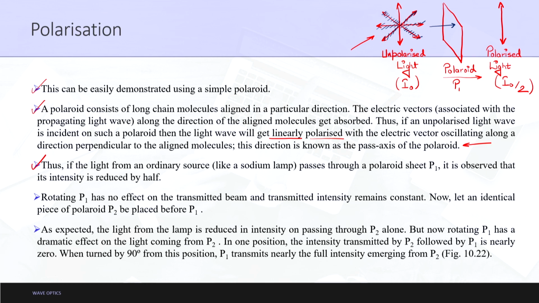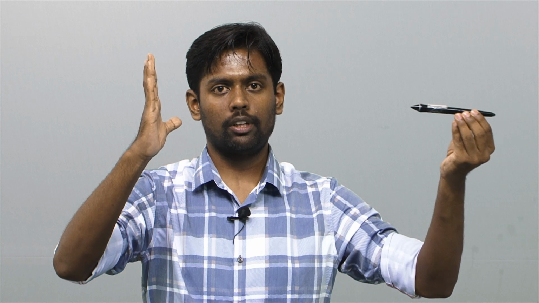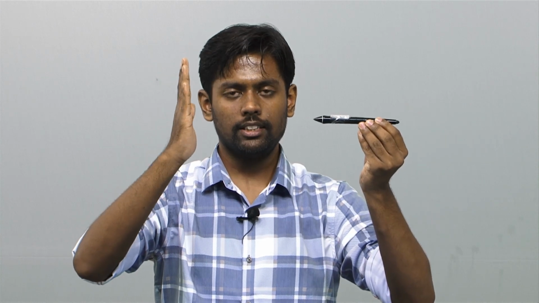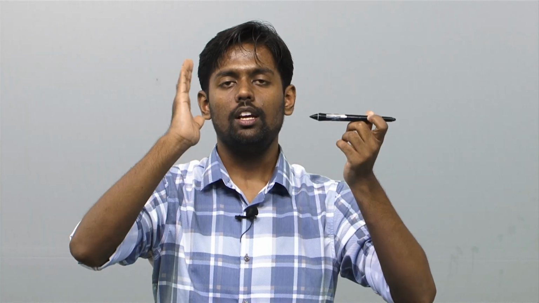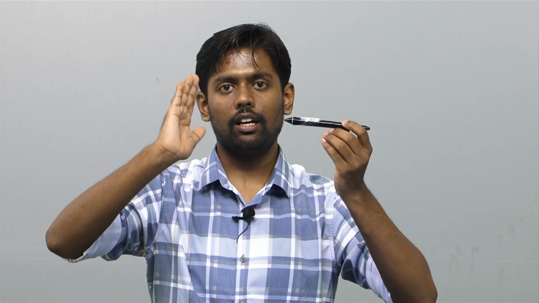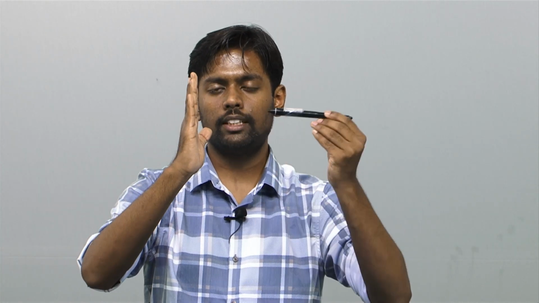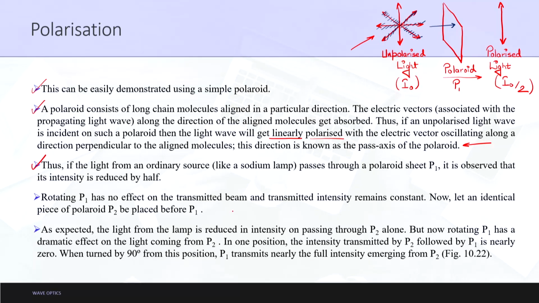Rotating P1 has no effect on the transmitted beam and the transmitted intensity remains constant. So let us suppose this is the direction of polarization and this is the screen. If we try to change the orientation, will the polarization change? The polarization won't change, it will always be y only, and there will always be polarized light of I0 by 2. So after passing, the intensity will always be I0 by 2 only.